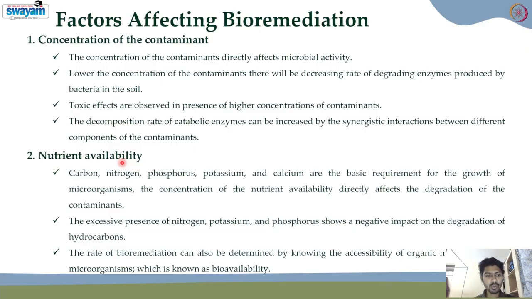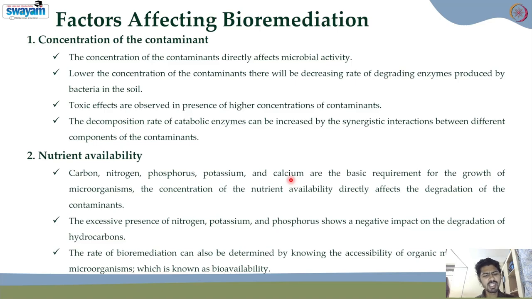Because every microorganism needs food, and the food can be a carbon source, nitrogen source, phosphorus, potassium, or calcium. Why is it very important? Because they are important for the growth of microorganisms, and second, the concentration of the nutrient also determines the degradation efficiency. So in case of nutrient availability, if they get the right balance of nutrients, their growth can be effectively increased and it can in turn effectively degrade the pollutant in bioremediation.